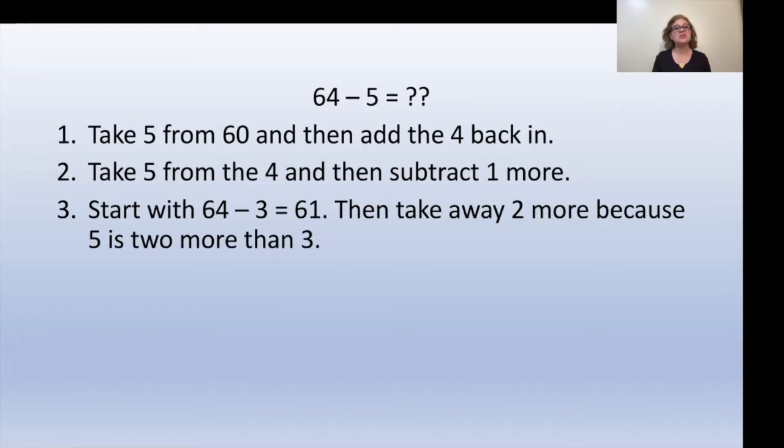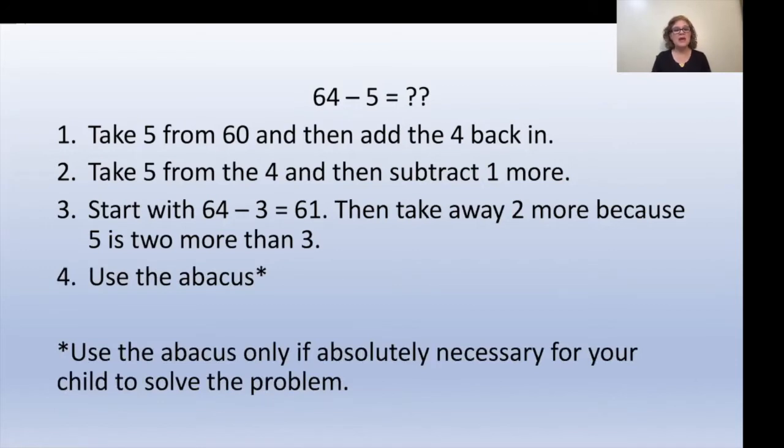Then another method is to start with 64 minus 3, which they had already solved. Okay, so they know 64 minus 3 equals 61. They know the difference between 3 and 5, which is their new problem, is 2. So now they're going to take 2 more away from 61. So 61 minus 2 more would be 59.